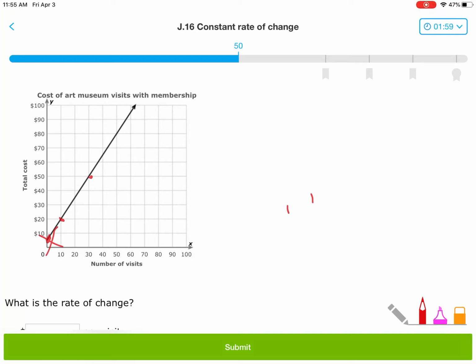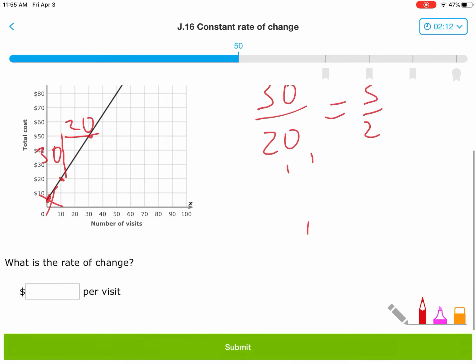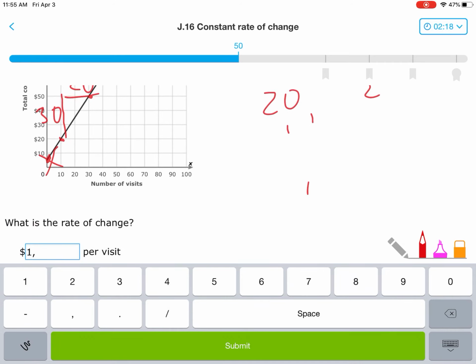This one's counting by tens again. So I'm going to go up 10, 20, 30, and over 10, 20. So this one is 30 divided by 20, which is 3 halves. And if you take a look, it doesn't say that I need to have it as a decimal or anything, so I could do 3 over 2. But since I'm talking about money, I'm going to write it as $1.50.